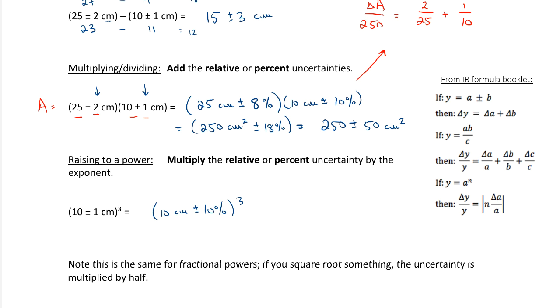And 10 centimeters cubed gives me 1,000 centimeters cubed, and now I need to multiply my percent uncertainty by the exponent. So it becomes plus or minus 30%. 10% times 3 is 30%. Now 30% of 1,000 is 300, so I get 1,000 plus or minus 300. And now I'm going to move the centimeters cubed to the end because these are now both in the same units. And just to note that the same rule would hold for fractional powers. If this was square rooted, for example, then we would be multiplying the percent uncertainty by half.